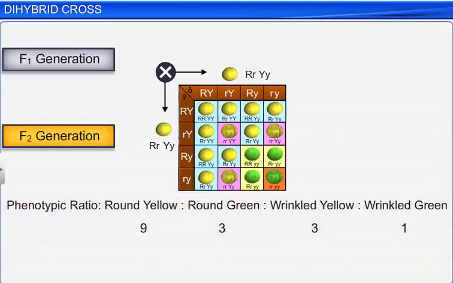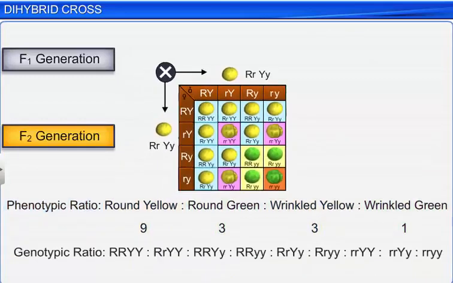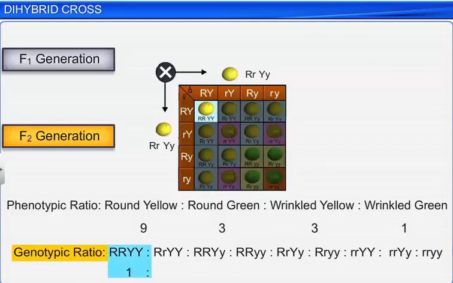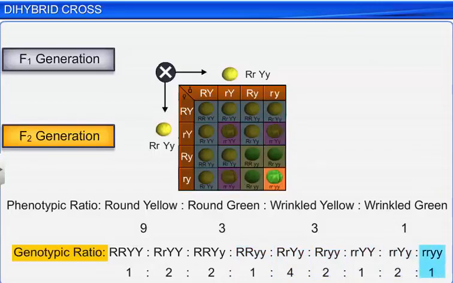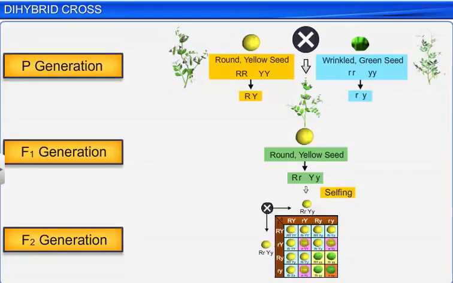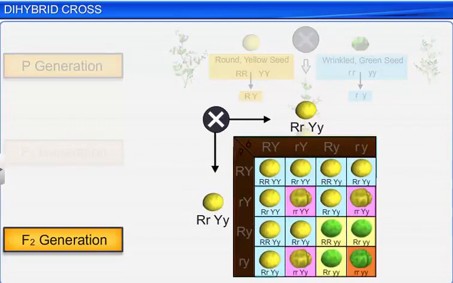However, 9 different genotypes result from the F2 hybrid, and the genotypic ratio is 1:2:1:4:2:1:2:1. Thus, from the dihybrid cross experiment, Mendel found that the gene combination of the progeny differs from the parental gene combination.